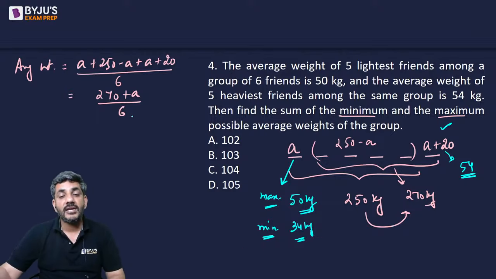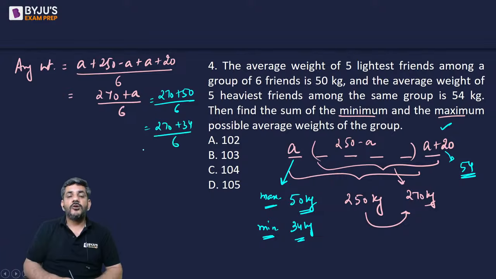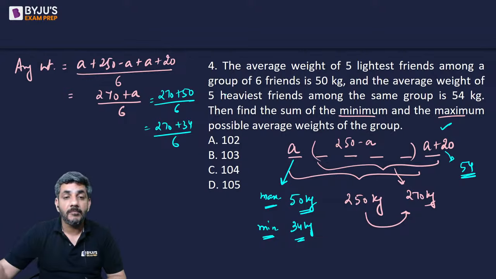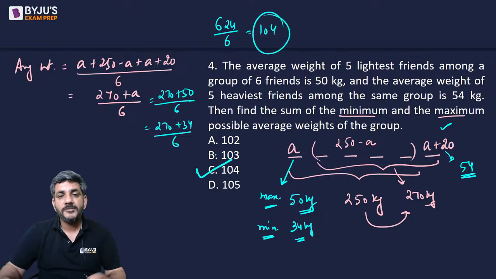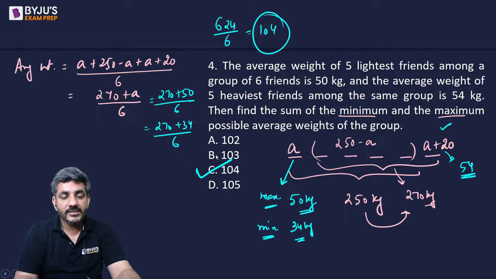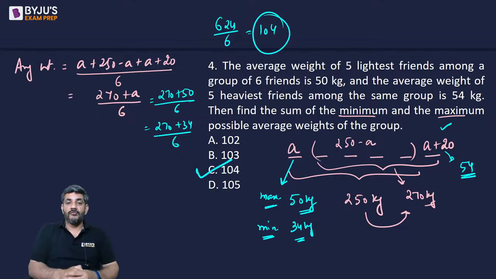Now I put these values in and calculate their averages. When I put 50, I get (270 plus 50) by 6, and when I put 34, I get (270 plus 34) by 6. The question is asking me for the sum of these two. It is 320, it is 304. Their sum is 624 by 6, which is 104. So yes, option C, 104, is the right answer for this question number 4.